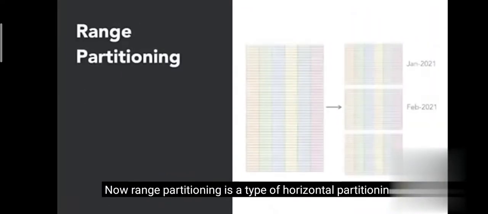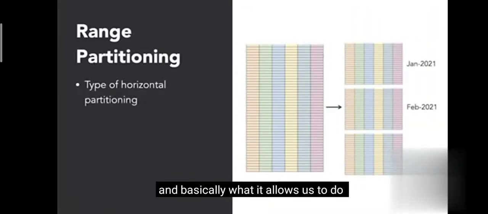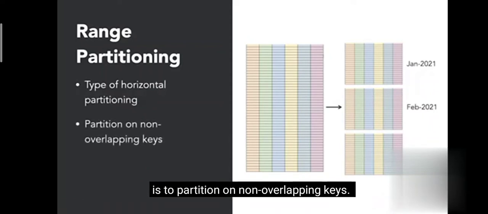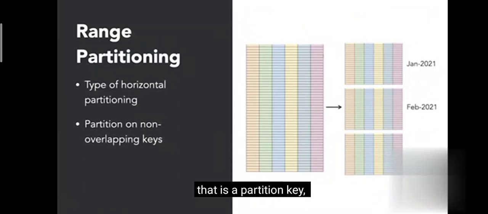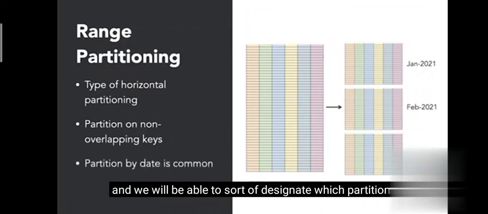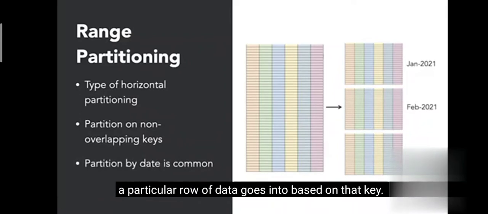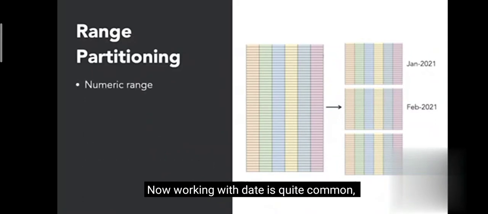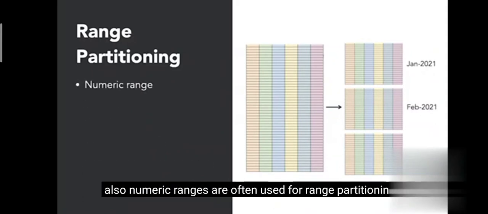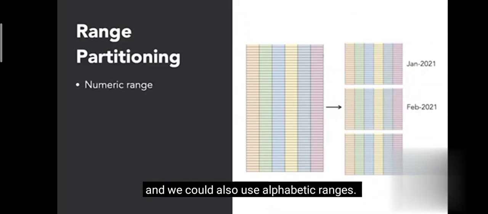Now, range partitioning is a type of horizontal partitioning. Basically what it allows us to do is to partition on non-overlapping keys. So we'll identify a column or set of columns that is a partition key, and those will be distinct. And we will be able to designate which partition a particular row of data goes into based on that key. Now, working with dates is quite common. Also, numeric ranges are often used for range partitioning. And we could also use alphabetic ranges.